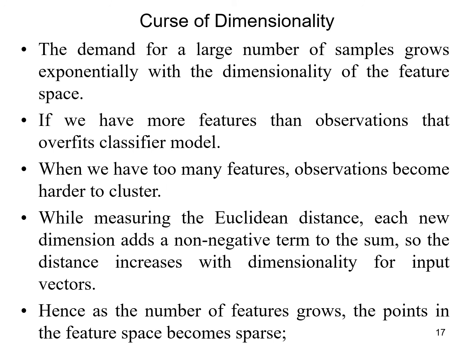Curse of dimensionality. The demand for a large number of samples grows exponentially with the dimensionality of the feature space. If we have more features than observations, that overfits the classifier model. When we have too many features, observations become harder to cluster. While measuring the Euclidean distance, every new dimension adds a non-negative term to the sum, so the distance increases with the dimensionality for input vectors. Hence, as the number of features grows, the points in the feature space become sparse.